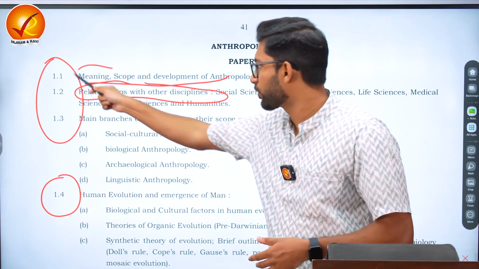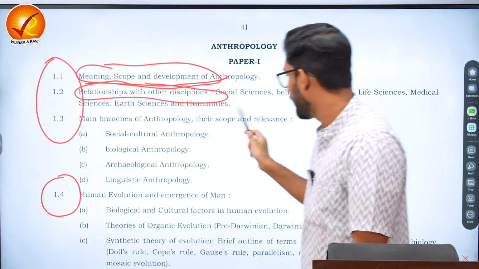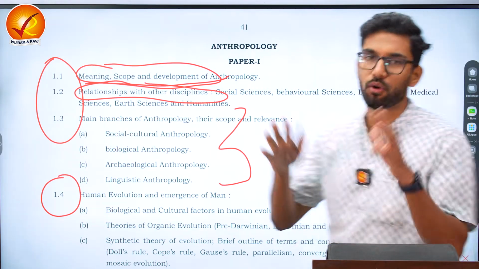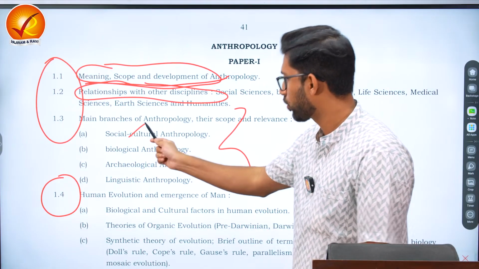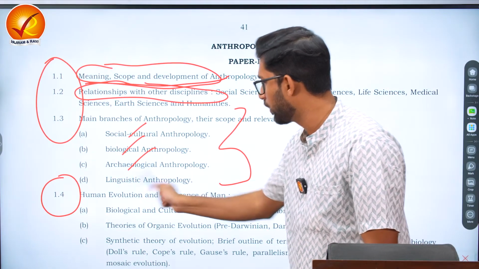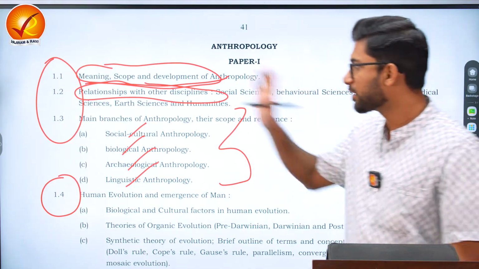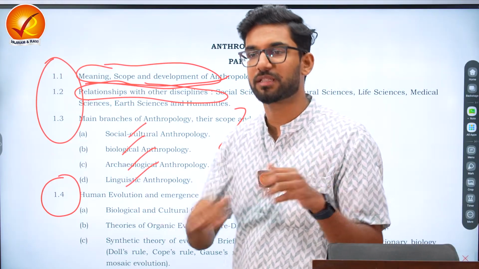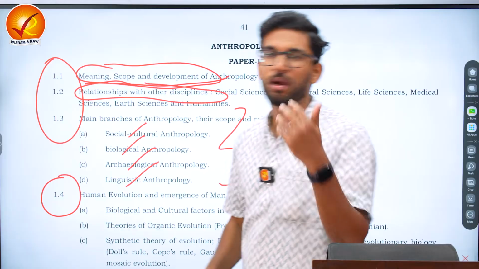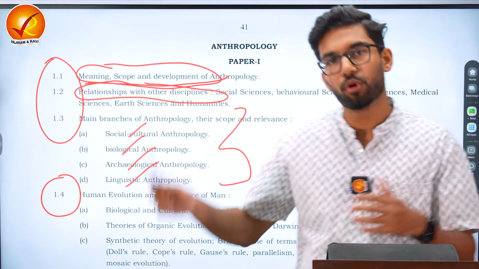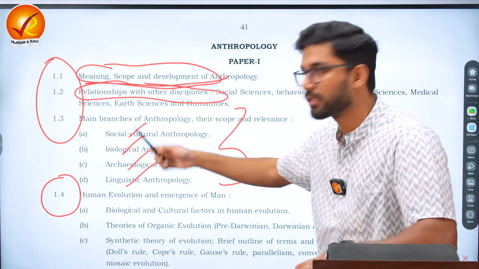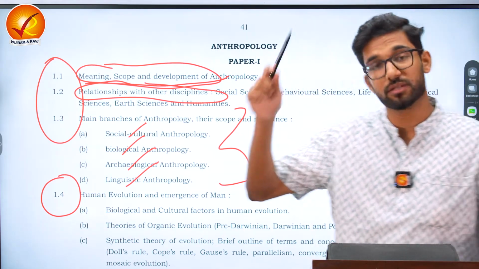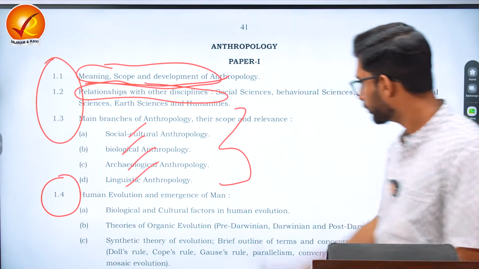Okay, so these are the first 2 points. And then here we understand anthropology from a holistic view. And anthropology is mainly divided into socio-cultural, biological, archaeological, linguistic. So these are the first 3 units. It's a very simple unit, but you can't make notes before you finish the whole syllabus. I would say that you make notes for this only after you finish the entire syllabus.